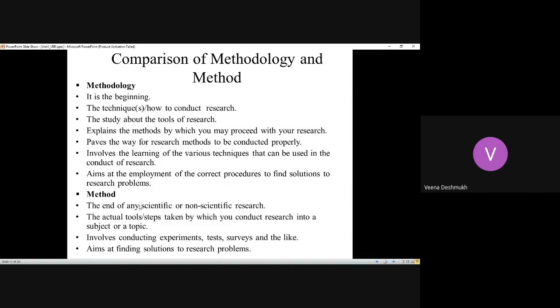So now what is the method? The end of scientific or non-scientific research. So the end of the research is method. Now, the actual tools and steps by which you conduct research into a subject or a topic. Here you are zeroing down to a specific method. In methodology, you are broadly studying various tools and techniques, but here you are zeroing in on a specific method, a specific tool.